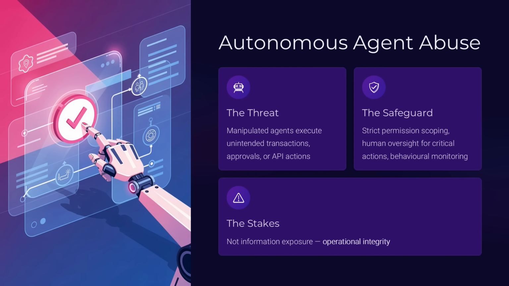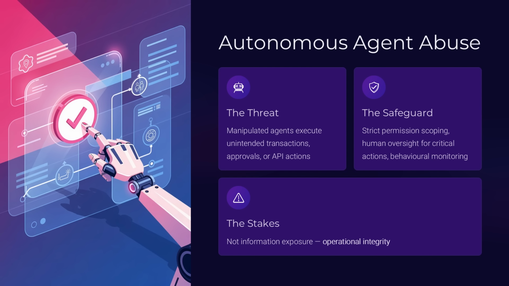One of the most forward-looking threats involves autonomous agents. Autonomous artificial intelligence agents can perform actions such as sending messages, executing transactions, retrieving files, or interacting with application programming interfaces on behalf of users. If prompt manipulation or insufficient authorization controls influence these agents, they may execute unintended actions. Imagine an internal agent that can approve expense reports or trigger procurement workflows. If manipulated through carefully crafted input, it could approve unauthorized transactions.